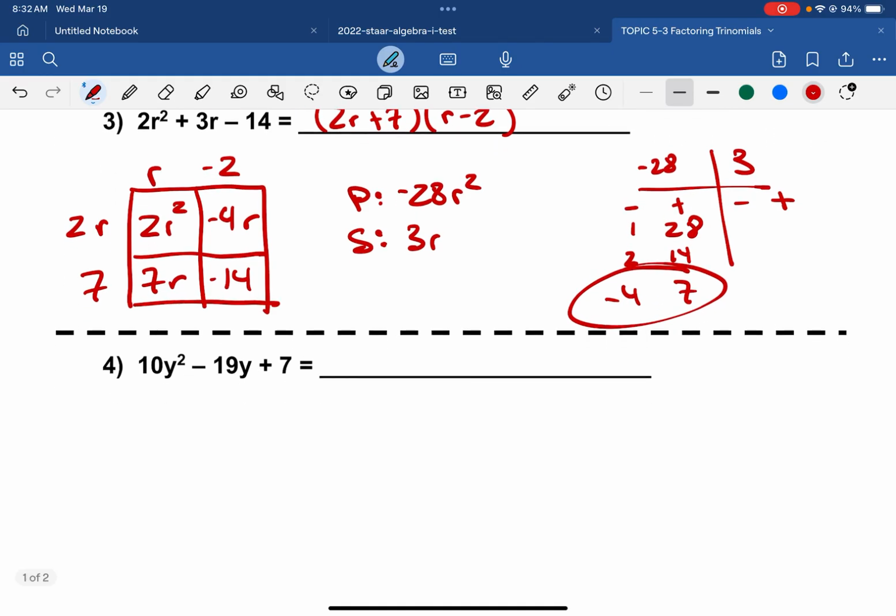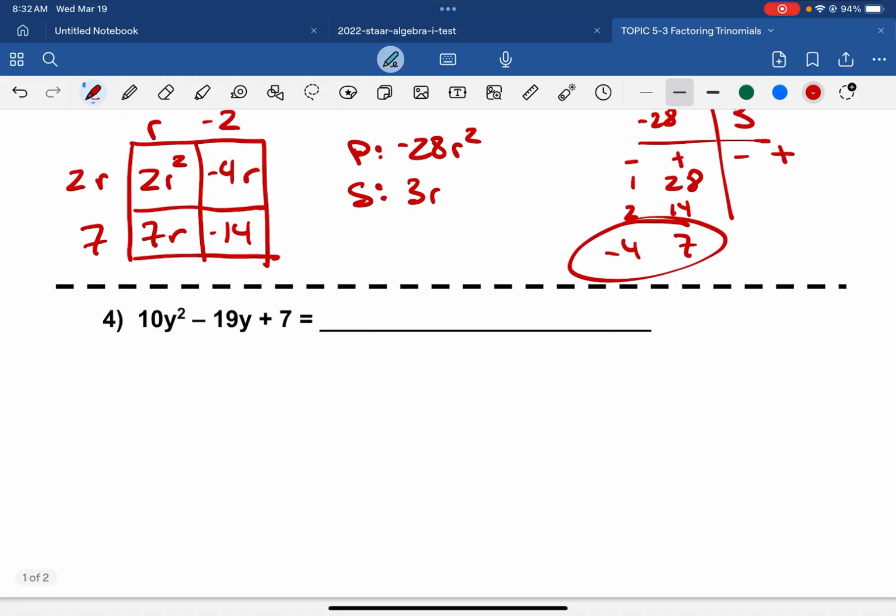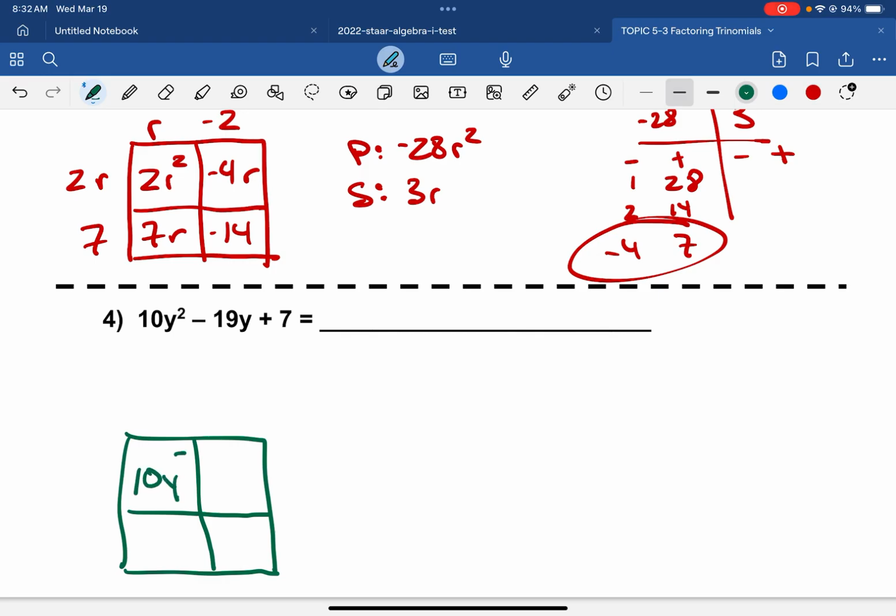Okay, all right, let's look at number 4. Greatest common factor: there's not a greatest common factor. So we're going to start with the box. Fill the box, factor the box. Hopefully you're recognizing the strategies. You just have to be able to reproduce them on your own.